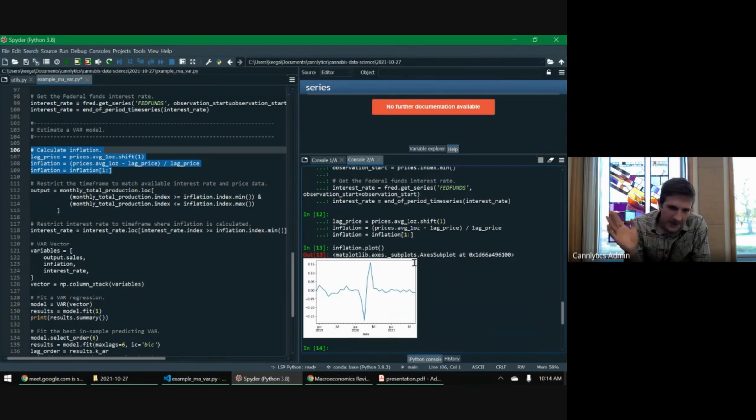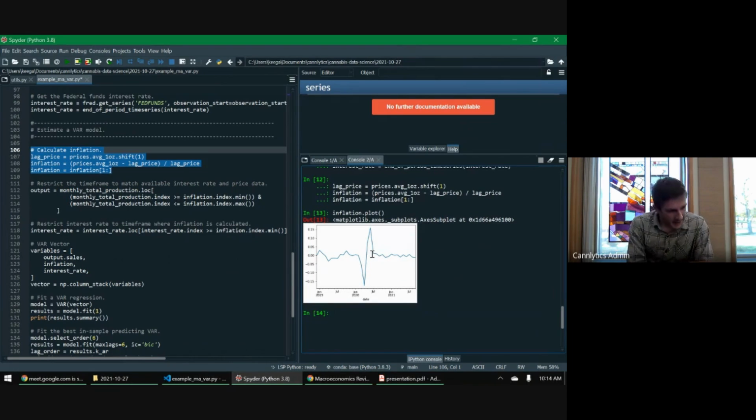So what would the rate of change of inflation be, right? Well, just the change of inflation would just be inflation diff.